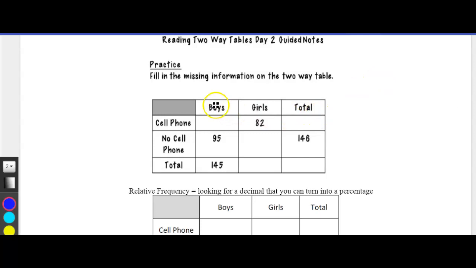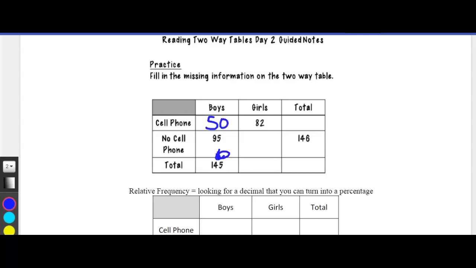So if we look at the boys category, I know how many have no cell phone, and I do know the total, but because I don't have anything to add right here to get to my total, I'm going to have to work backwards, and the opposite of addition is subtraction. So I'm going to subtract these numbers. So 145 minus the 95 would give us 50.